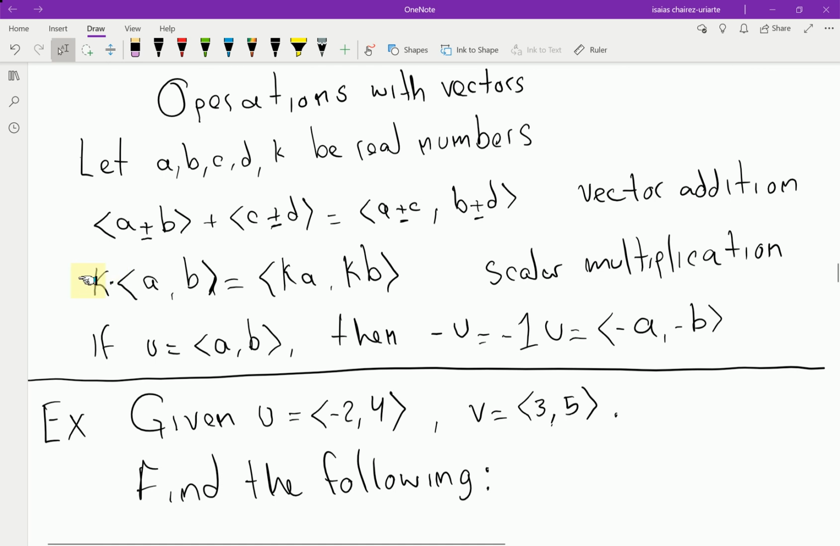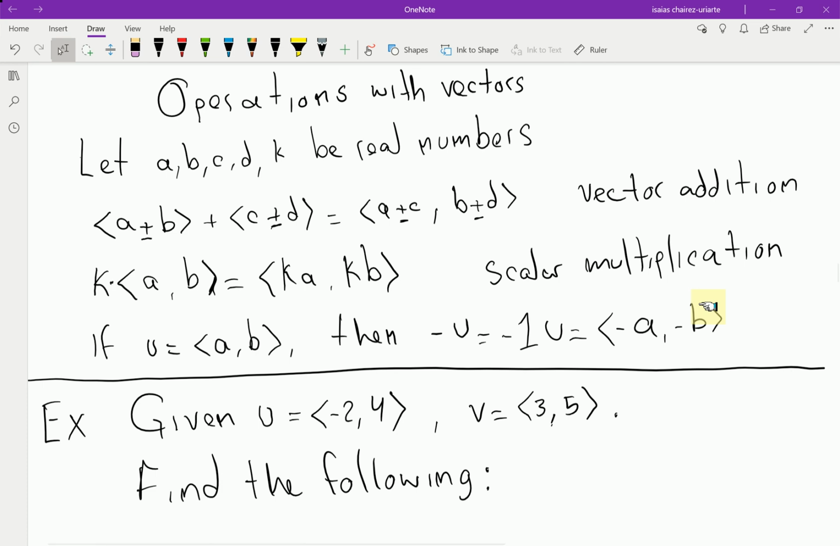This value k is called a scalar. If the scalar is negative, then you change the direction of the vector. If the scalar is less than 1 and positive, it shrinks the vector. If the scalar is positive and larger than 1, it stretches the vector. If u is equal to this component vector, then negative u just means negative 1 times u, and it's just negative a comma negative b.